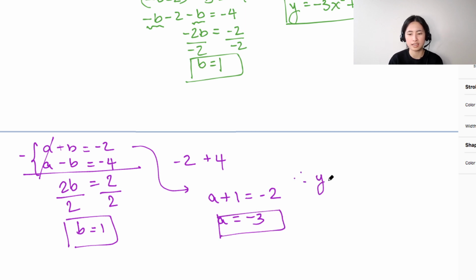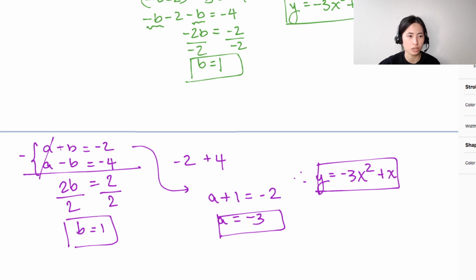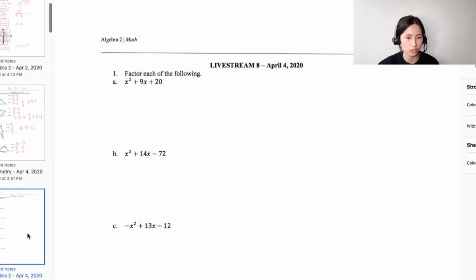Therefore, I can say that y is still going to be negative 3x squared. Therefore, I can say that y is equal to negative 3x squared, then you have plus x, and we know that c is going to be 0. So that's it for substitution and elimination. So I guess we can move on to factoring now.